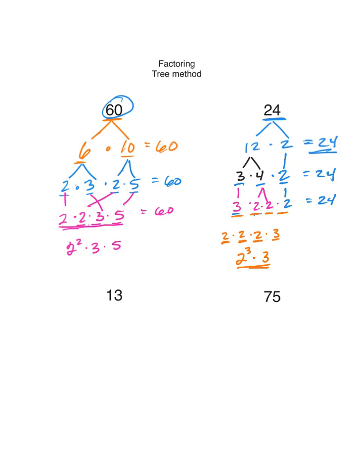So the next number we're going to look at is 13. We look at 13 and, well, 13 is prime. There's nothing more we can do with it. 13 is 1 times 13. We're done. We can't do any more to it.